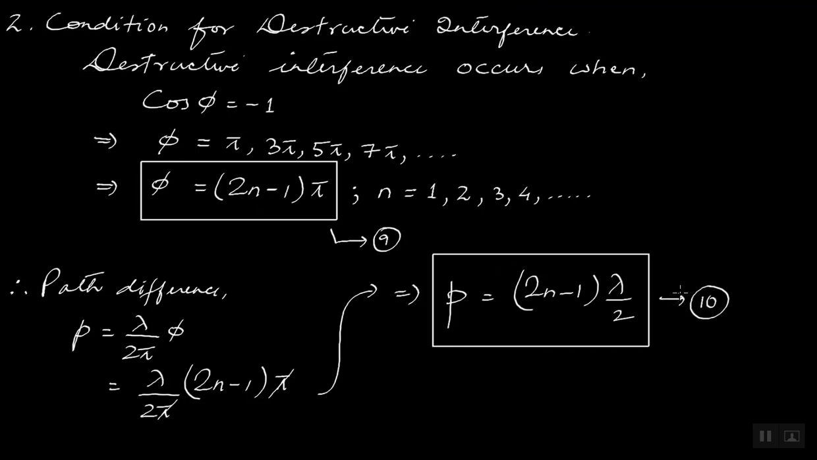Alright, so what are the conditions for destructive interference? Destructive interference happens, or it occurs, if the phase difference between the two waves is an odd multiple of pi, or if the path difference between the two waves is an odd multiple of lambda by 2. Alright, so these are the conditions for constructive and destructive interference.